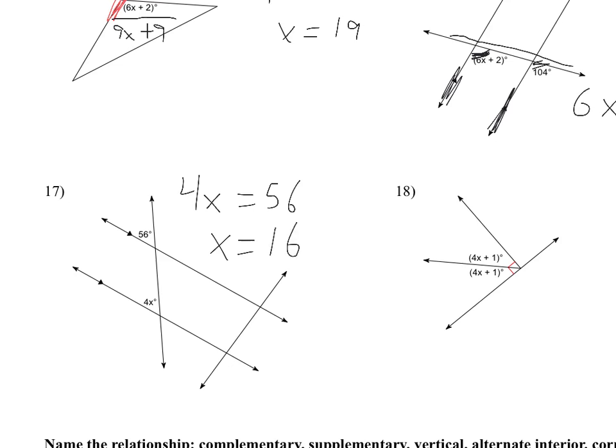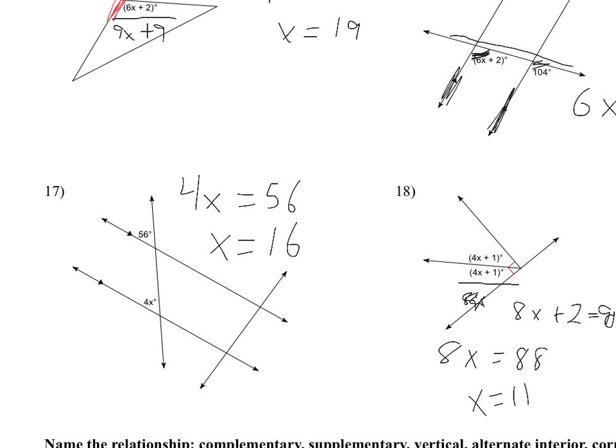And then number 18, okay, I've got complementary, I've got the right angle symbols. So these are complementary, and like on number 15, I'm going to do a little trick. I'm just going to add them straight down. So 4x and 4x is 8x. 8x plus 2 equals 90. Let's subtract 2. So that means 8x is equal to 88. Dividing by 8, x equals 11.